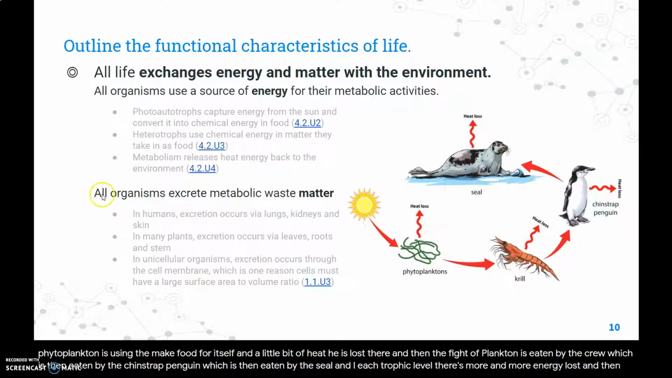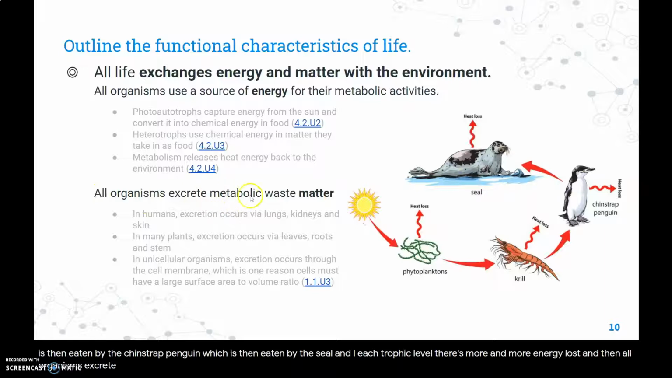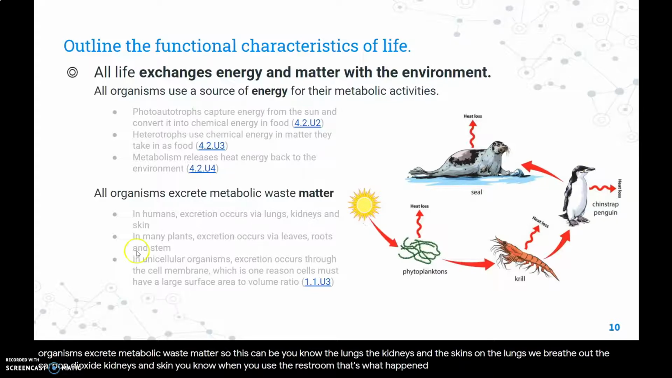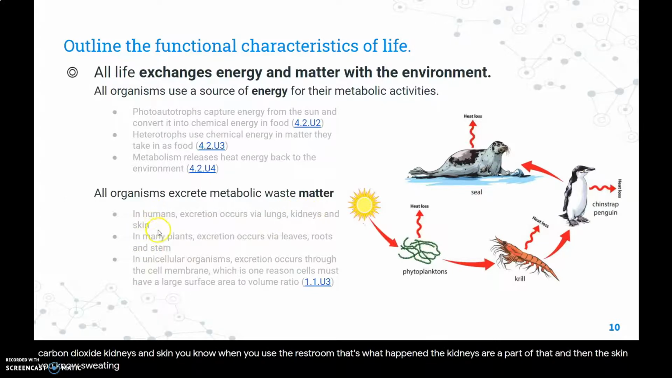And then all organisms excrete metabolic waste matter. This can happen through the lungs, the kidneys, and the skin. In the lungs, we breathe out carbon dioxide. Kidneys and skin: when you use the restroom, that's what happens, the kidneys are a part of that. And then the skin, sweating.